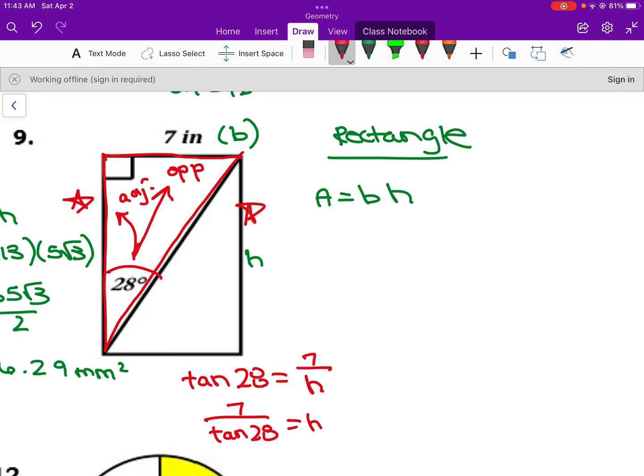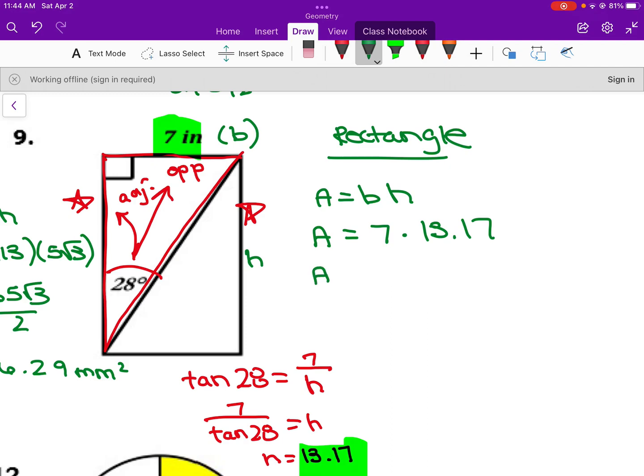This is definitely going to be a decimal approximation. So if I take 7 divided by tangent of 28, we get 13.17. So height is about equal to 13.17. So that's what I would use in my calculation, along with my base of 7. So my area then is going to be 7 times 13.17. If I multiply these together, we get 92.19. And we do want to do this in the proper unit, so inches squared.